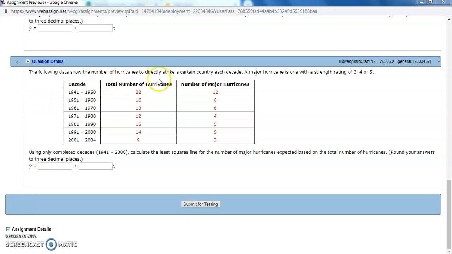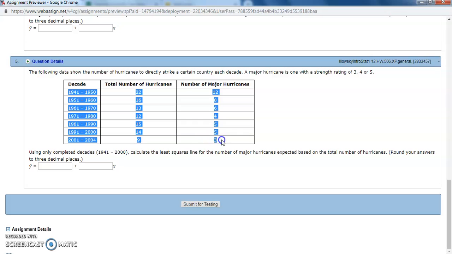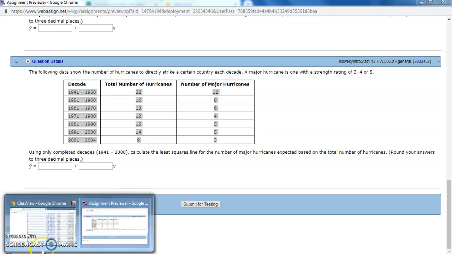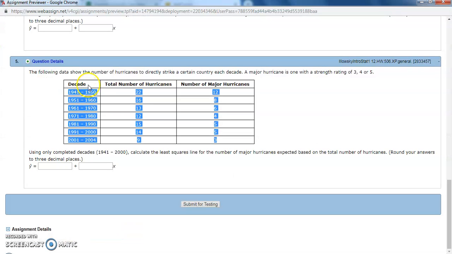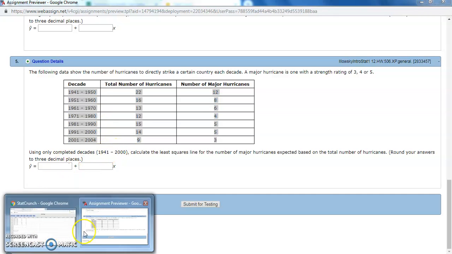Okay, the following data shows the number of hurricanes that directly strike a certain country each decade, using only completed decades, 1941 to 2000. So we have decade, total number of hurricanes, and number of major hurricanes. So you go to StatCrunch, paste the data. This is year, this is total, this is major. And so you have year, total, major, and it only wants 1941 to 2000.